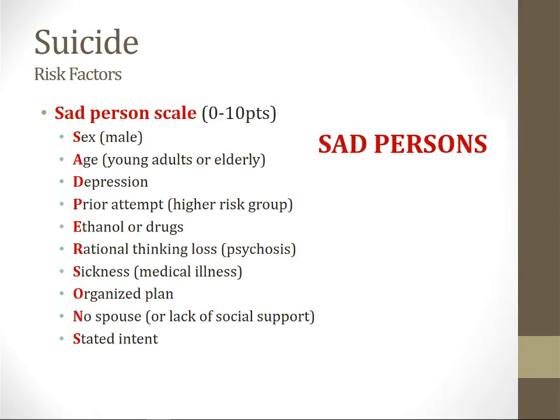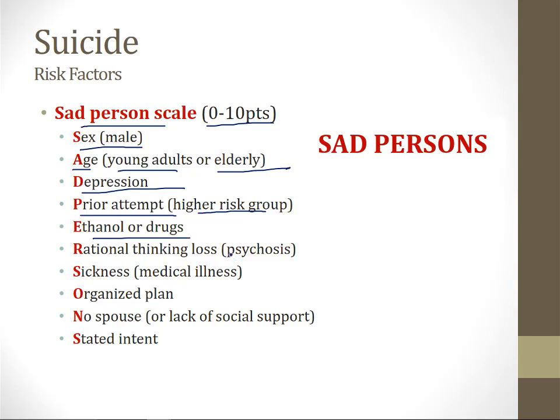There is a risk scale you can calculate for a person to determine their suicide risk. It's called the SAD person scale. It gives a patient up to 10 points depending on which of these features they have present, and these are often remembered by the mnemonic SAD person. So the first S is for sex. Men are more likely to commit suicide successfully, as I just told you. Age is a risk factor. Young adults and the elderly are more at risk compared to middle-aged patients. Depression is a risk factor. Anyone who's attempted suicide before is in a higher risk group. Anyone who uses substances like ethanol or drugs is in a higher risk group.